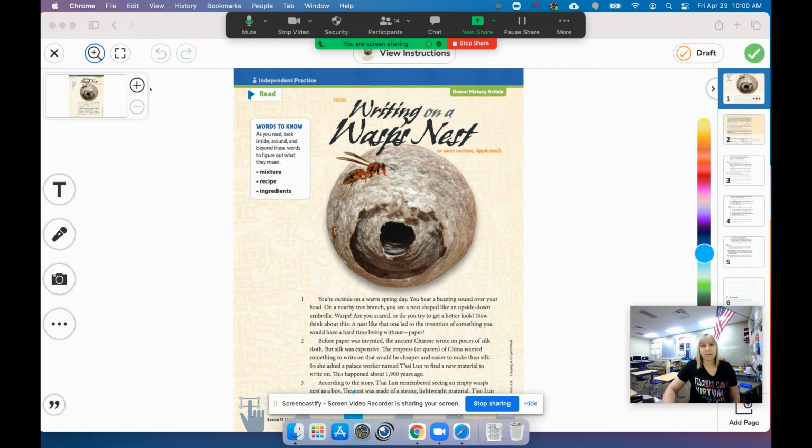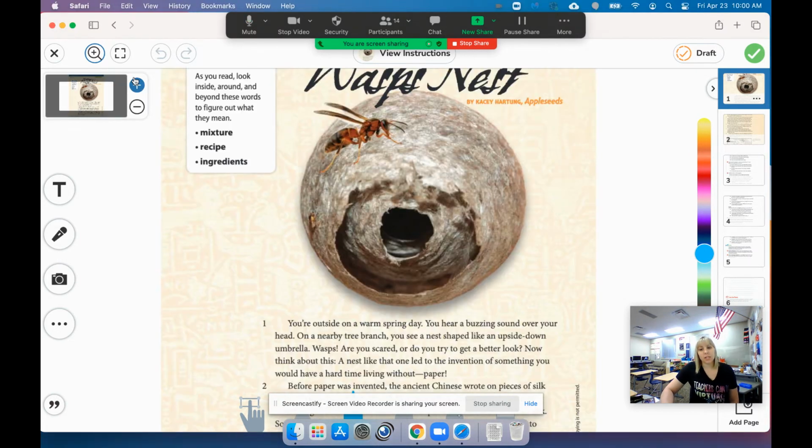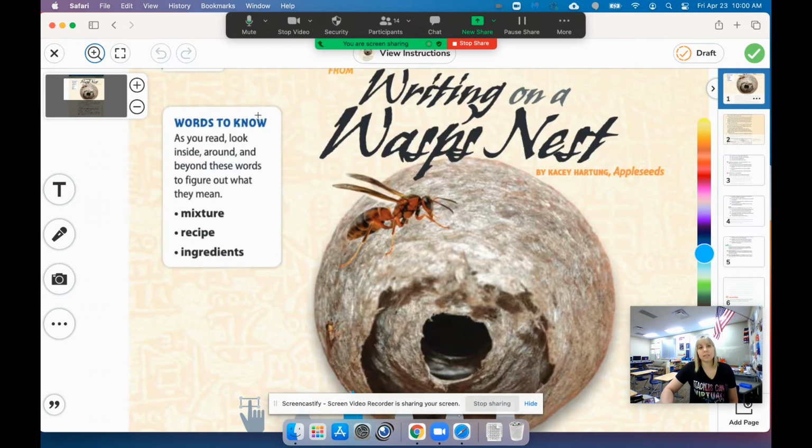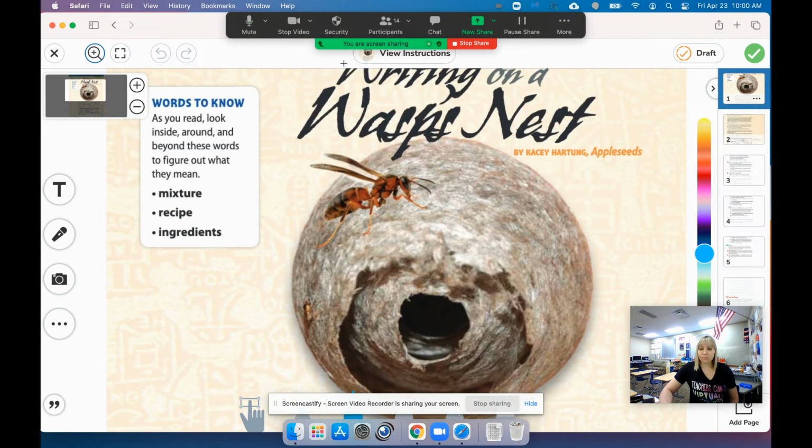It's called Writing on a Wasp Nest. Remember, this week we're working on making connections in our text by making comparisons. So, showing how things are the same and how they're different to help us better understand what we're reading about. As we are reading today, you're going to see me highlight some comparisons to show some things that are similar or different. Some words we may need to know as we're reading.